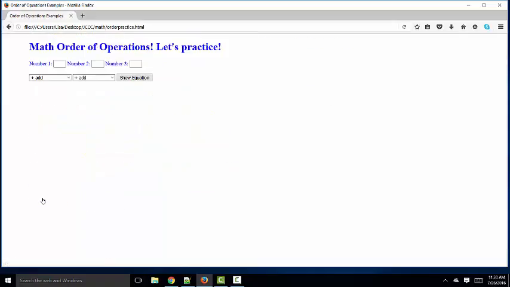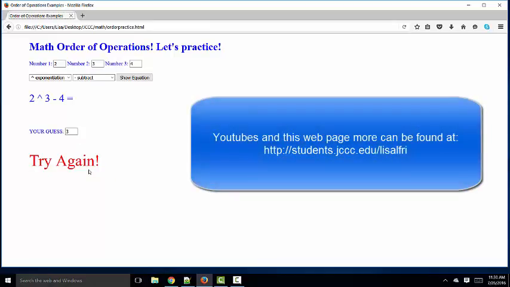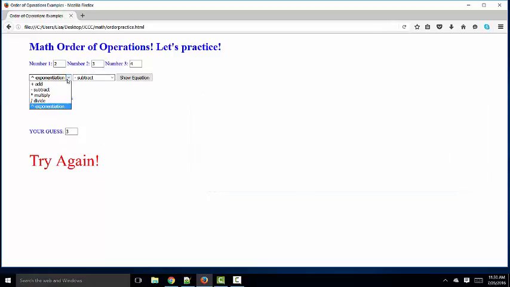And if you want to practice on this, I've built a little web page here where we can take numbers 2, 3, 4 and do different operations on them. I'll do exponentiation, 2 to the third power, and then I'll subtract 4. 2 to the third power would be 2 times 2 times 2. 2 times 2 is 4 times 2 is 8. 8 minus 4, my guess is 4, and I got it correct. If I had answered something incorrect, I just get to try again. So you can keep practicing these order of operations for as long as you want until you're sure you've got it. Thank you for listening.